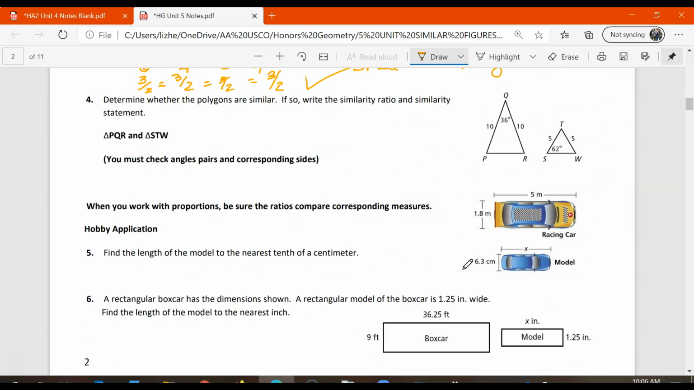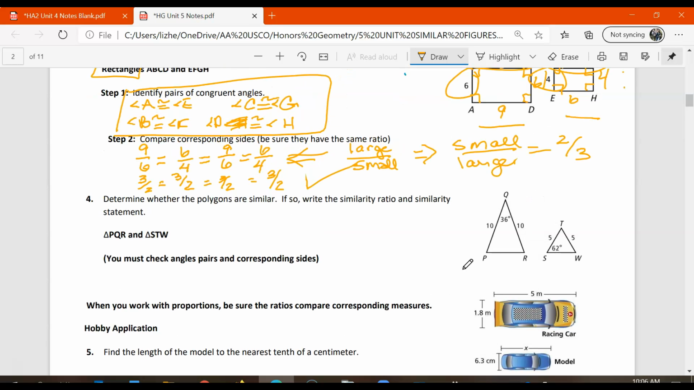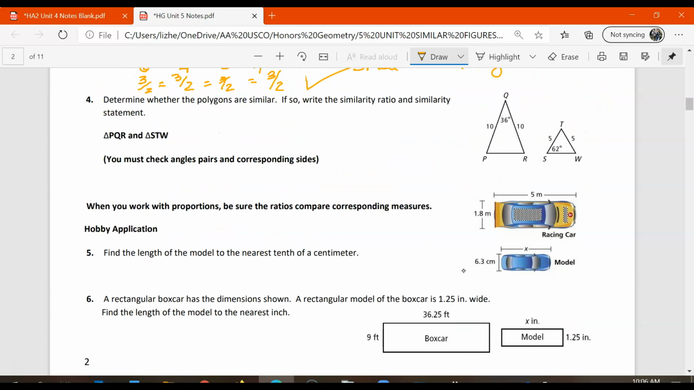Determine whether the polygons are similar. If so, write the similarity ratio and similarity statement. Oh wait, did we do this? Yeah. Okay. So if these are similar, that means corresponding angles are congruent and corresponding sides are proportional. So first let's look at the angles. All right, when I look at this, I see that both of these triangles are isosceles triangles. And if they're isosceles, then remember your base angles are equal. So therefore this angle is 62 degrees.